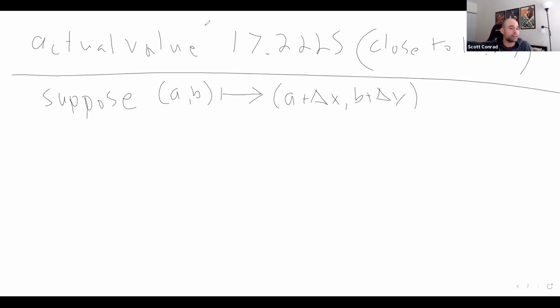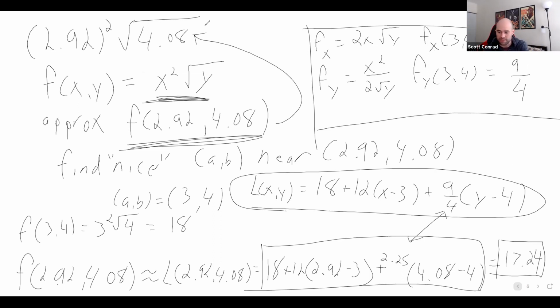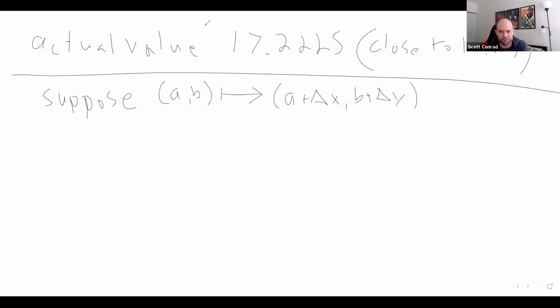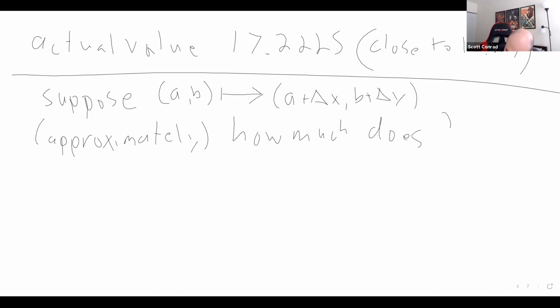We don't want to know exactly the value of our function at the new point, which is what we were just doing, approximating the value of a function. We just want to know, how does f change? Approximately how much does f change? What's the difference, approximately, of f at (a plus delta x, b plus delta y) minus f at (a, b)?